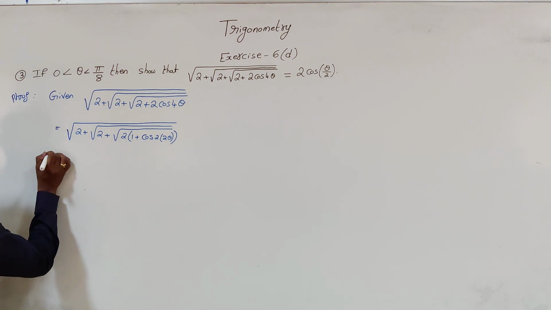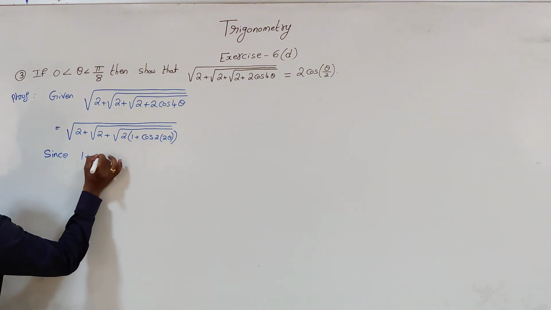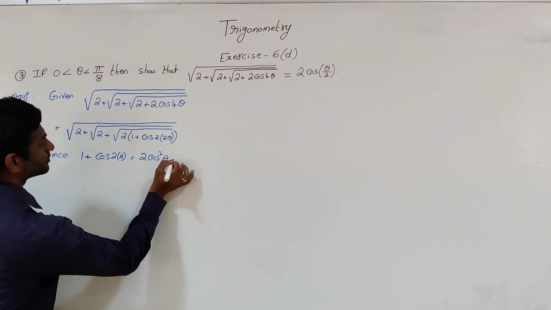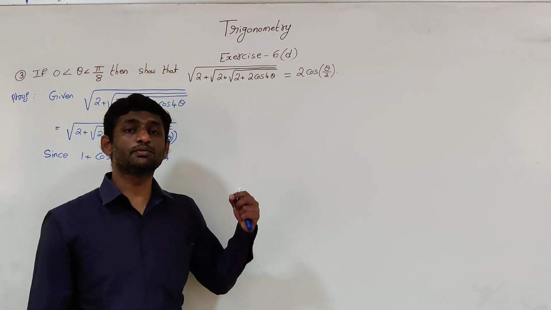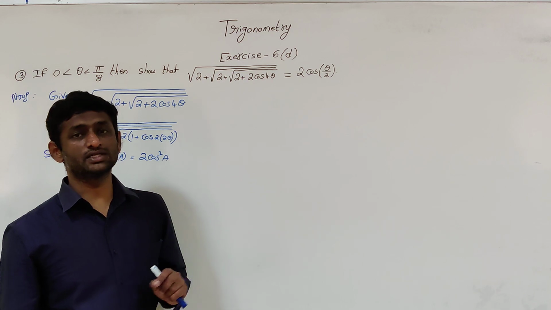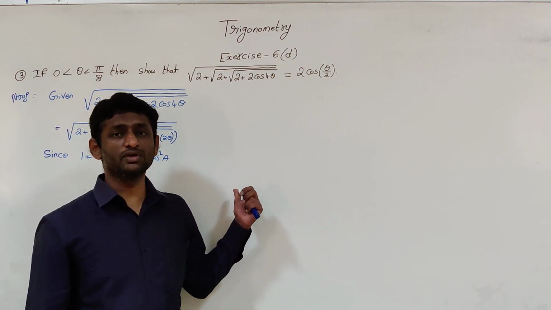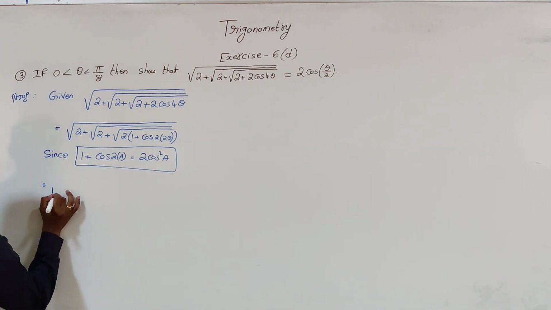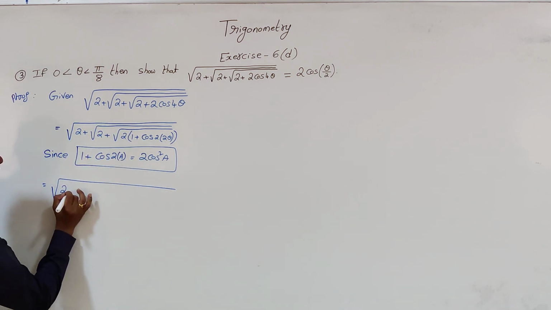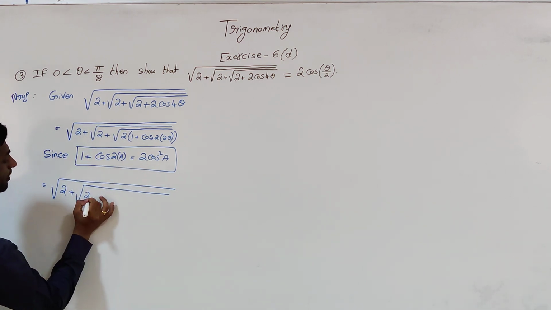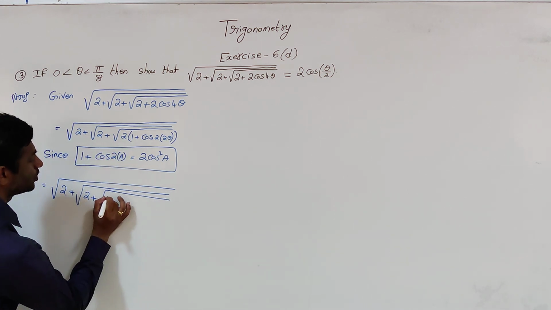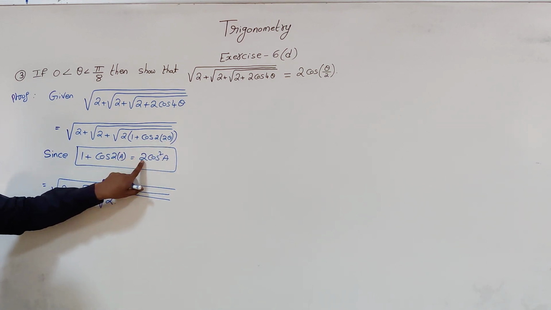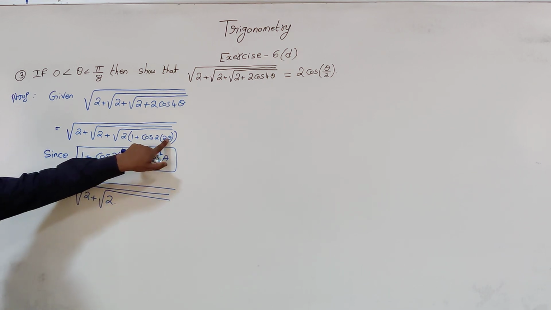Since 1 plus cos 2a is 2 cos square a, because cos 2a is cos square a minus sin square a, or 2 cos square a minus 1. From that, 1 plus cos 2a will be 2 cos square a. So this is the formula we are going to apply. So it reduces to square root of 2 plus square root of 2 plus square root of 2, but in the place of 1 plus cos 2 times 2 theta, if you apply 2 cos square a, in the place of a it is 2 theta.